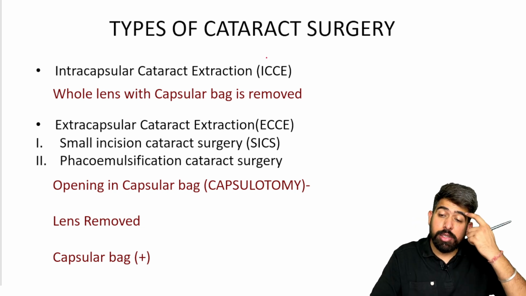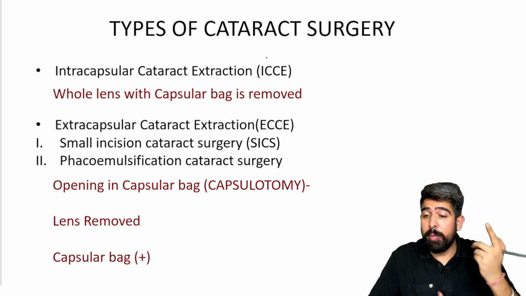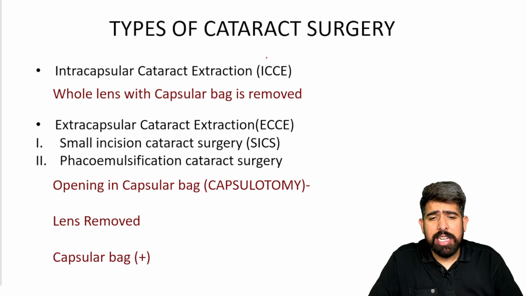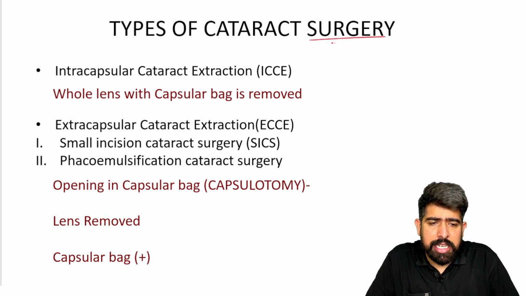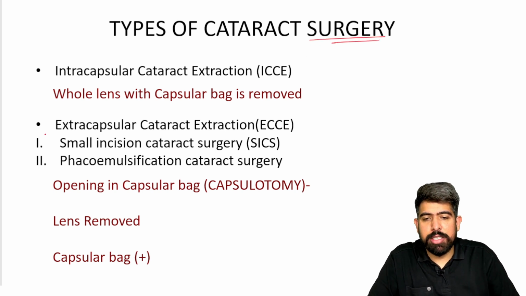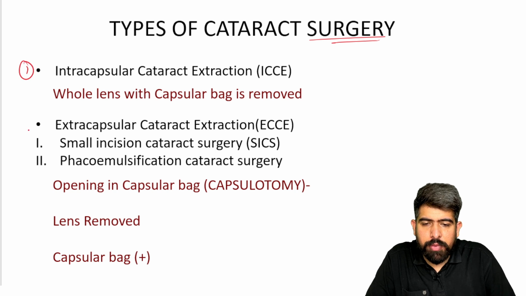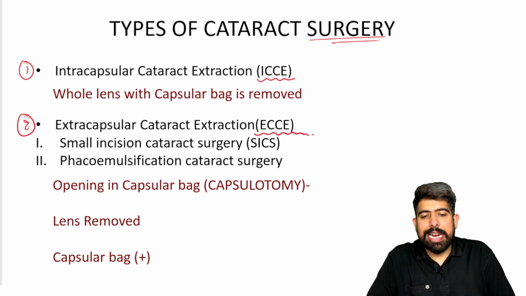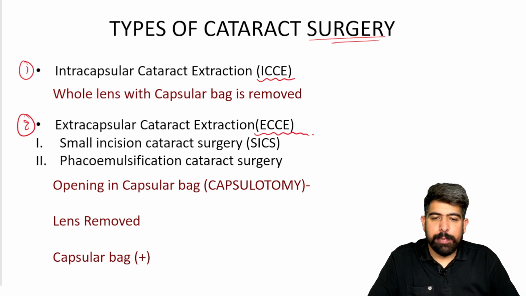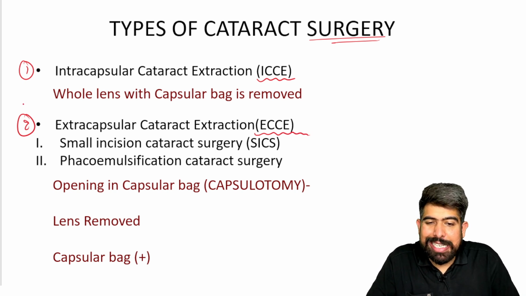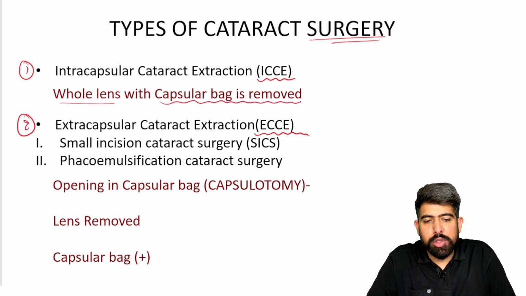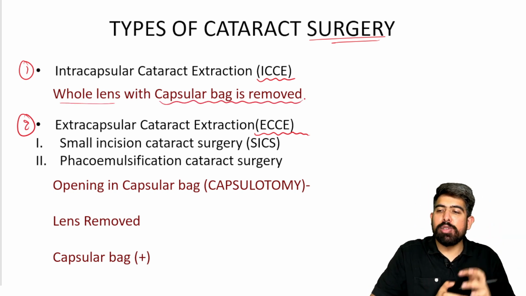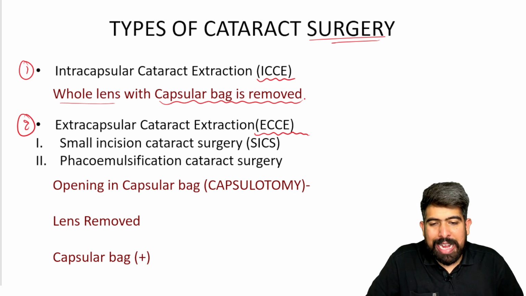Now, as you already know, cataract needs treatment. No medical treatment will work for cataract; it needs surgery. The cataract surgery is of two types. The first is intracapsular cataract extraction, ICCE, and the second is extracapsular cataract extraction, ECCE. In the intracapsular, we remove the whole lens, with the capsule bag also removed. So this is your ICCE.